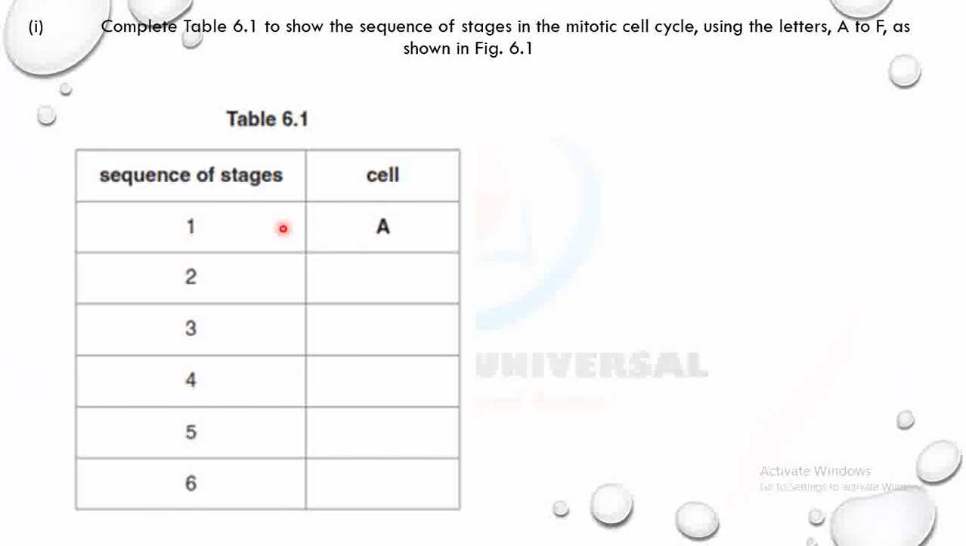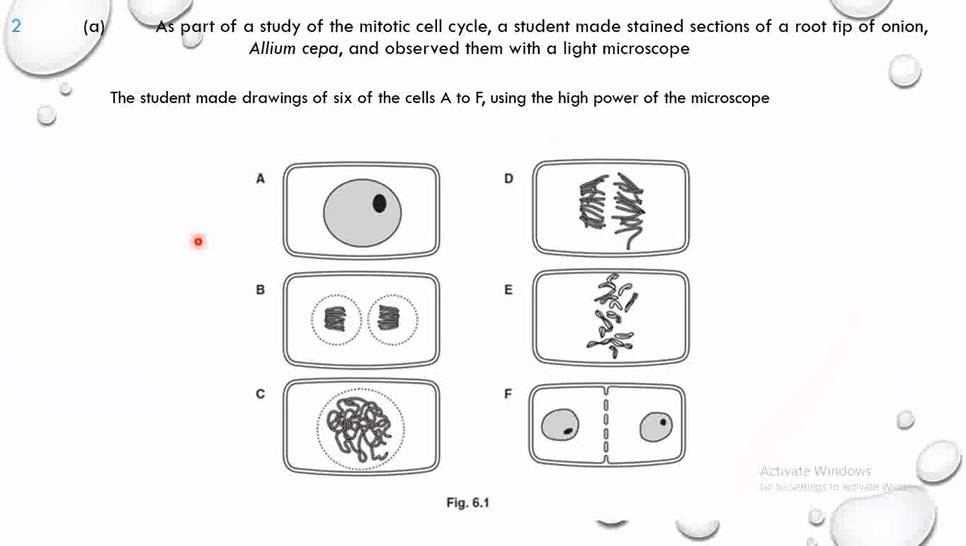So cell number 1, cell A, is the first in the sequence. Let's go back and follow it. All right, so A is the first. Pause the video and try it. I'm not going to solve this for you if you don't try. Try it, please. Exam is on Tuesday. Try it, okay?